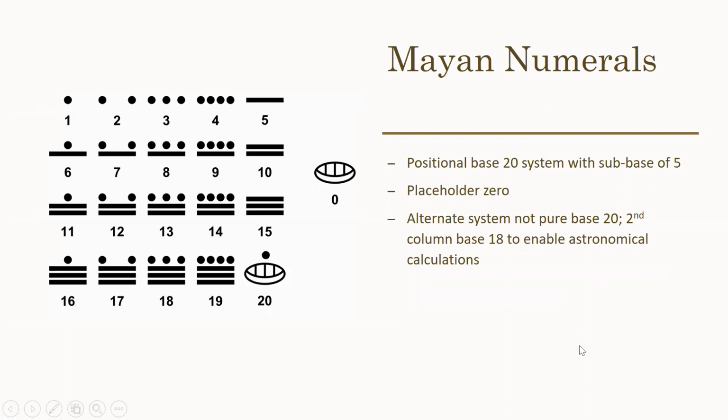Over to Mesoamerica, we were using a base 20 system using a sub base of 5. So with the Mayan numerals, you use a dot for 1, 2 dots for 2, 3 dots for 3, 4 dots for 4, and then a line for 5. Each line represents 5, and it's additive. They also had an alternate system that was not purely base 20. They had the second column be 18 instead of 20, and that enabled astronomical calculations.